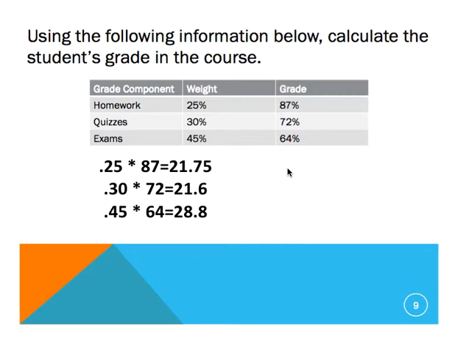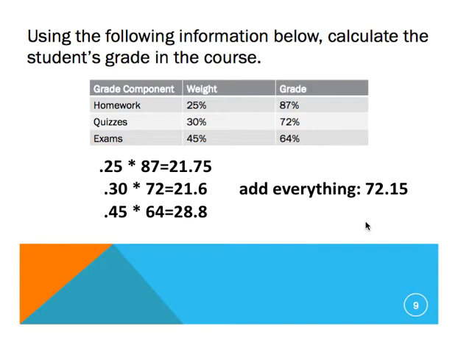So in order to get their grade, actually all we have to do is add those numbers up that we just got. So we take the 21.75 plus the 21.6 plus the 28.8, and I end up with a grade of 72.15. So add everything, and I'll move this over in just a second, and we get a 72.15 in the class.